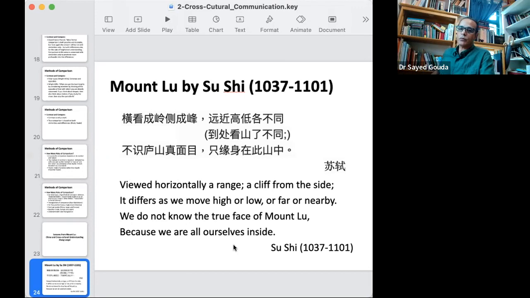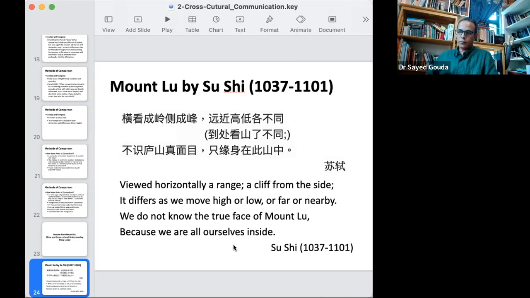the first impression we get, and so many people understand the poem in this way, is that since we are so close to Mount Lu, we shall not see it truly. We shall never know the true essence and the true face of Mount Lu. That means if we distance ourselves, if we go farther from Mount Lu, we will be able to see it clearly and get a better understanding and a better view of Mount Lu.